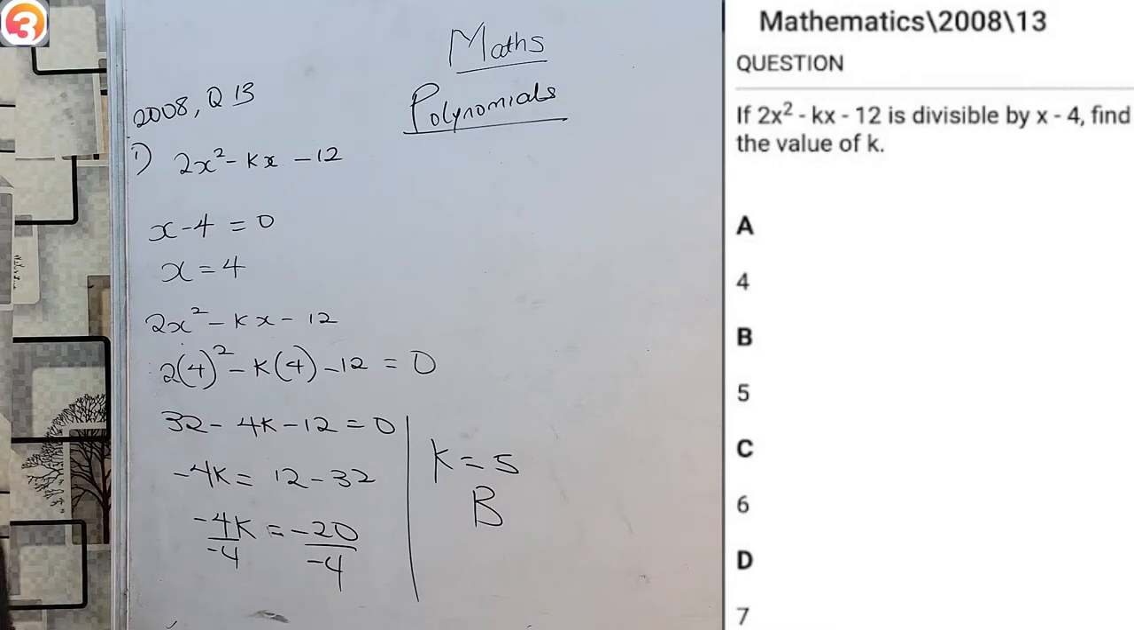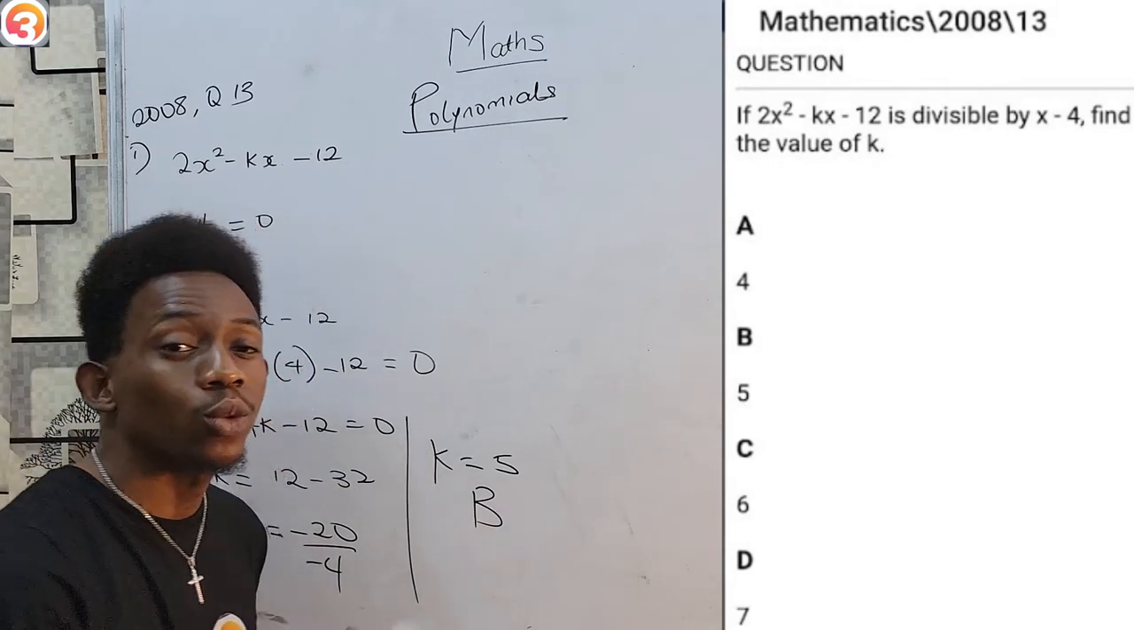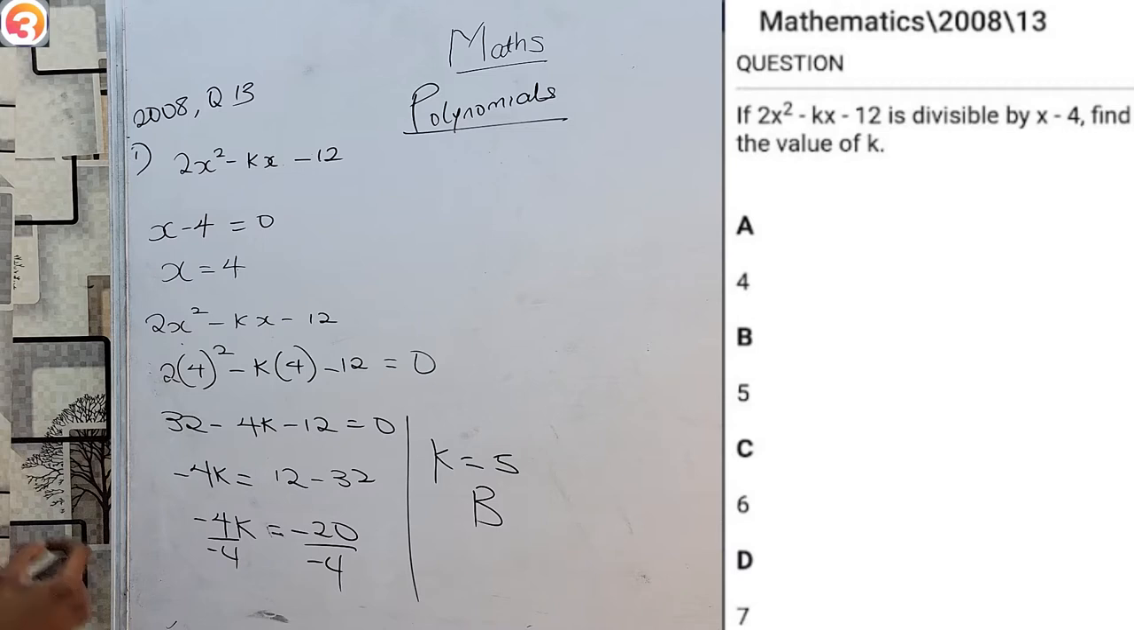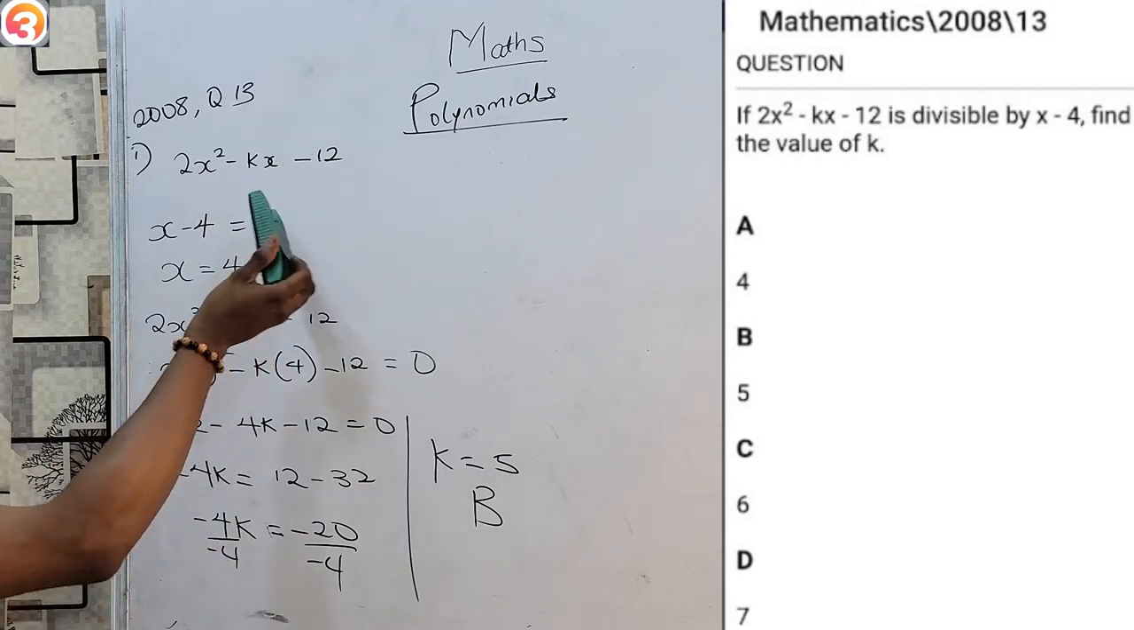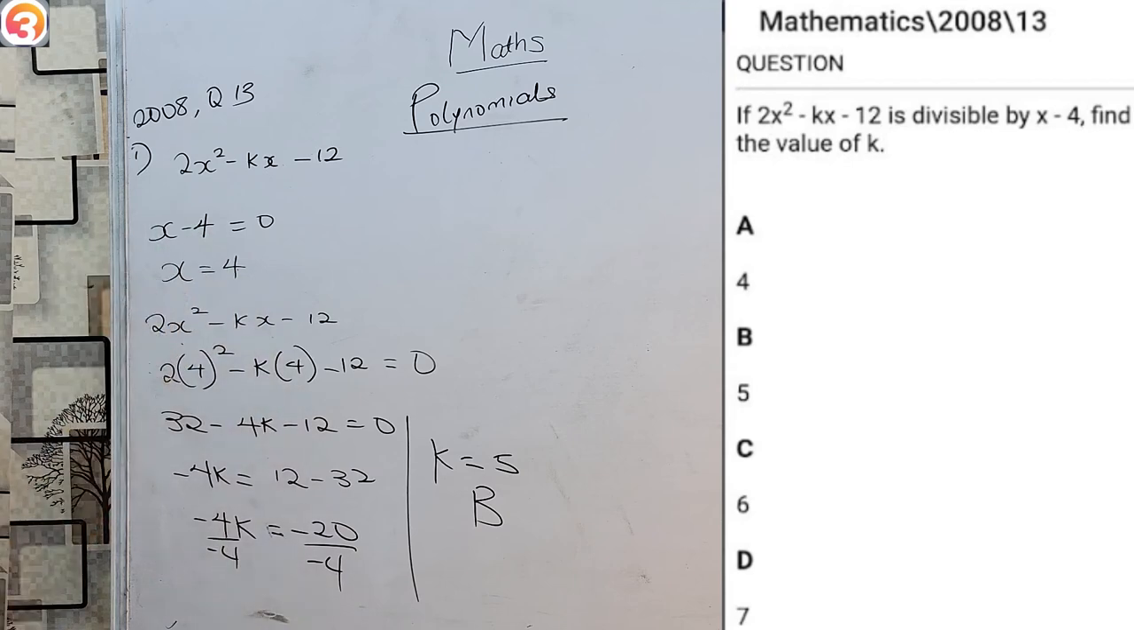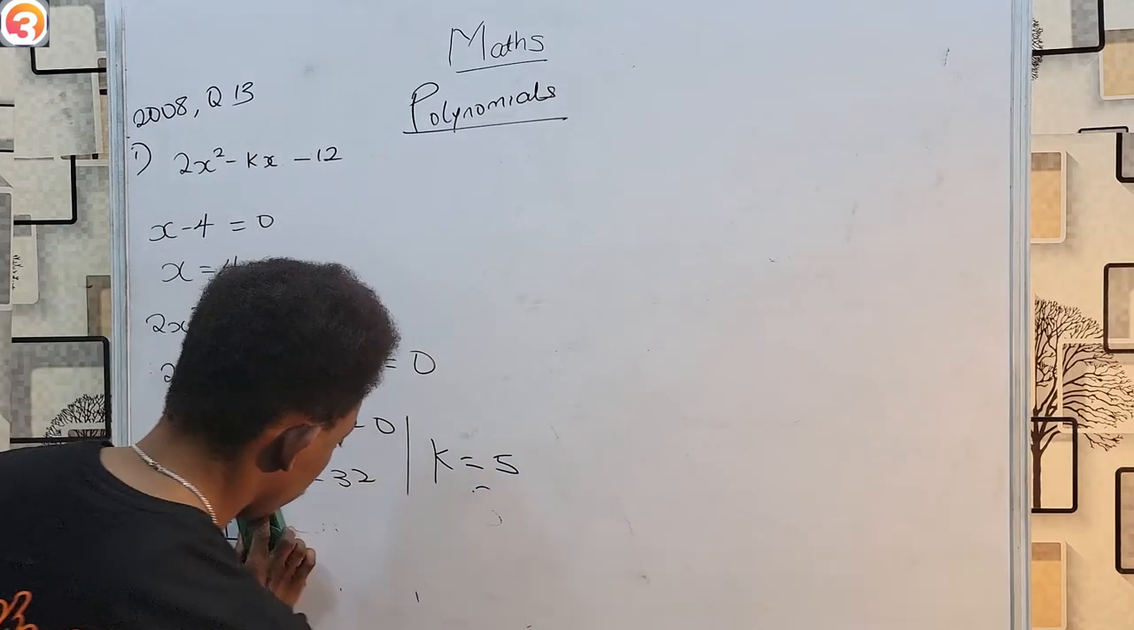You see, this is how you do it. If you are told it can actually divide it, that means the remainder must be 0. Simply put in your variable and you get your answer. Very, very easy.